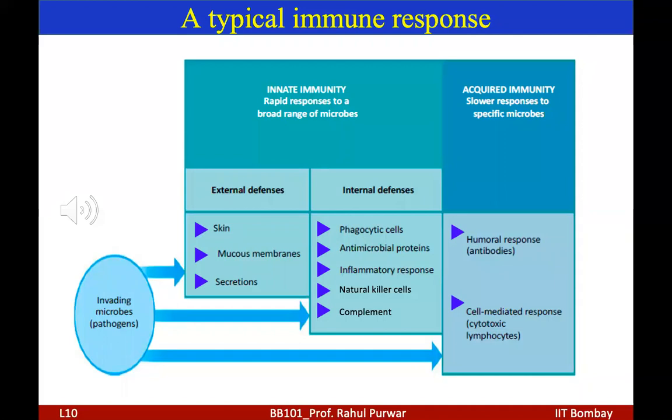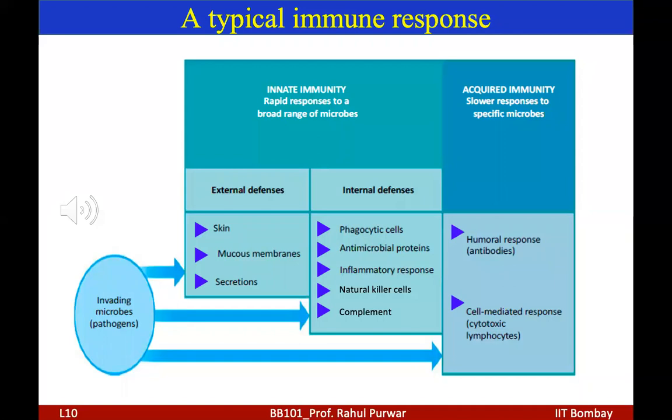Or they can eat the microbes. Antimicrobial proteins. So I told you in the last class about the proteins. We have proteins that have the property of killing viruses and bacteria, and those proteins are there in our body. They act as a first line of defense and are part of the innate immune responses. Similarly, other inflammatory proteins are also there.